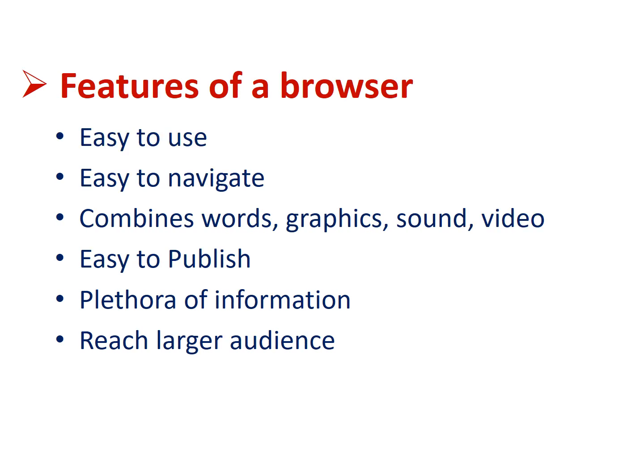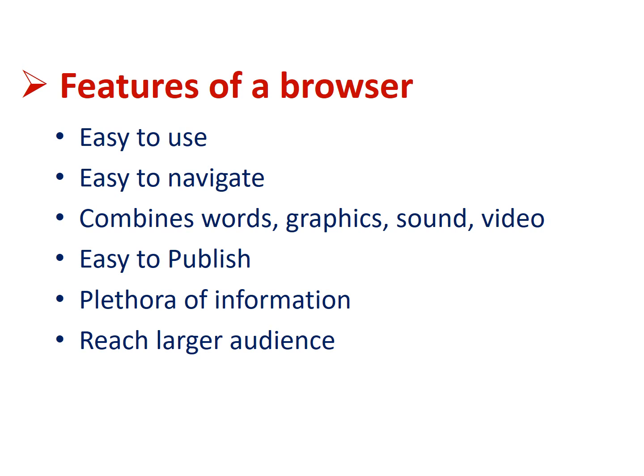Now, what are the features of a browser? Number one is that, for a browser to be an ideal browser, it needs to be easy to use. Then it should be easy to navigate. A browser must have words, graphics, sounds, and videos, which means it must have links or options so that a user can easily access the graphics, the sound, or any kind of video.